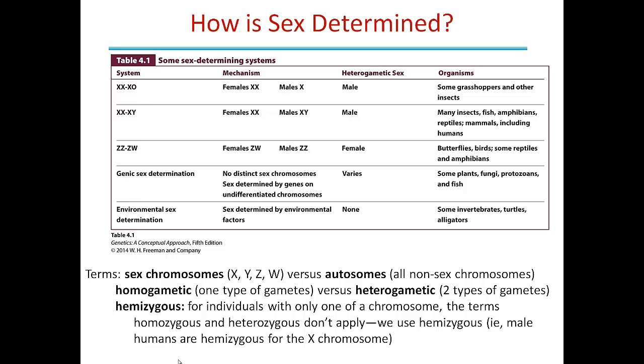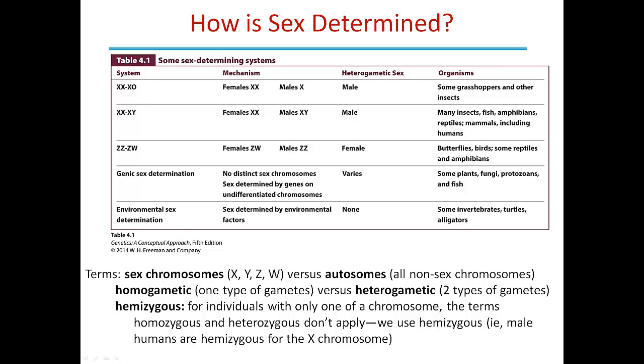So any individual who gets two X chromosomes is going to be female, and an individual with an X and a Y chromosome will be male. This same system is used in most mammals and also in a lot of insects. And so Drosophila, the fruit flies that we are using in lab, also have this XX and XY sex determination system. Some other chromosomal sex determination systems exist, however.